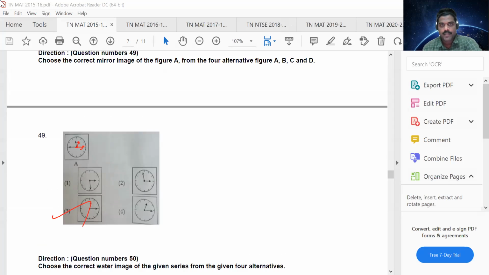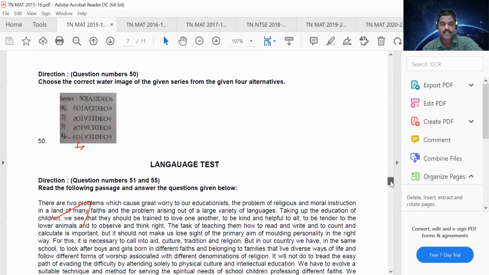Then moving on to the next question. This is from 2015 when the weightage was around 50 marks. So out of 50, you had 2 questions, right? The next one, the correct water image. So water image, as you know, it gets inverted entirely. And if you observe over here, option 3, it is written like this.